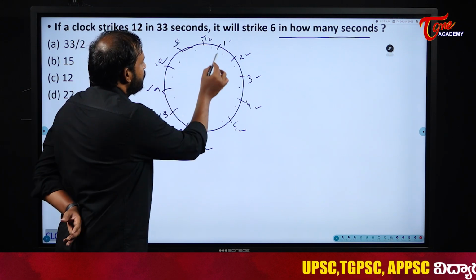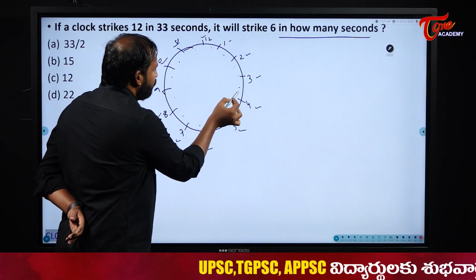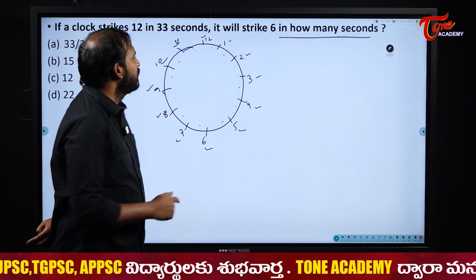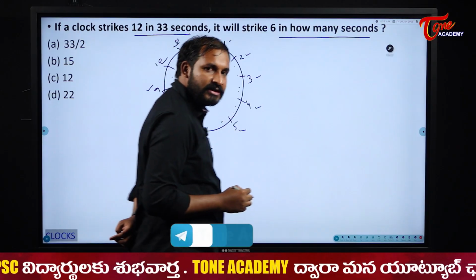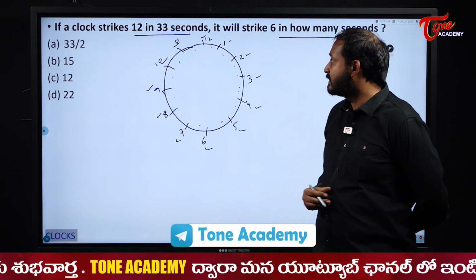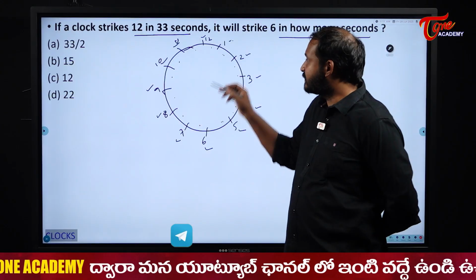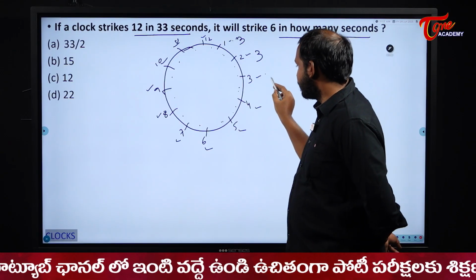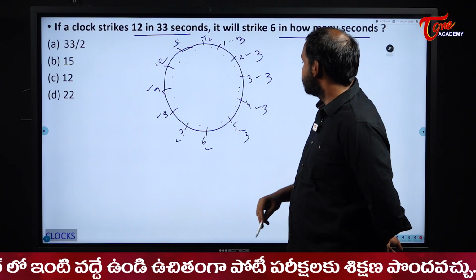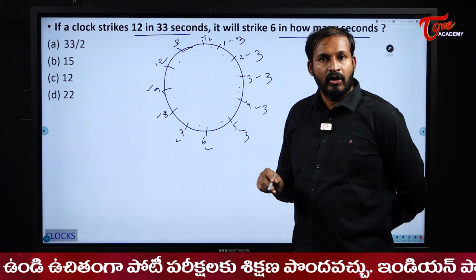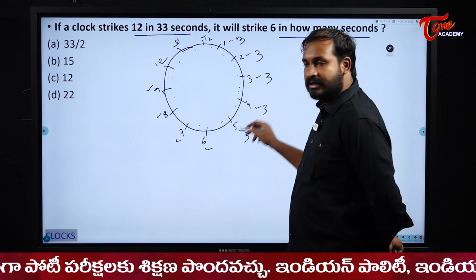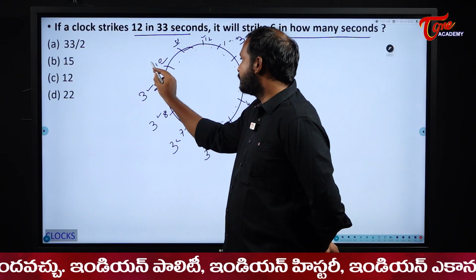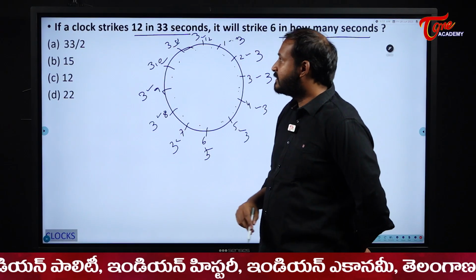Now, please see here. 1, 2, 3, 4, 5, 6. It is going to cover 6 gaps here. Now, in total how many seconds is it striking for? 33 seconds. Now, when it reaches 1, assume it strikes for some 3 seconds. When it reaches 2, it strikes for some 3 seconds. Here 3, here 3, here 3. So, what does it become? Here 3, 3, 3, 3, 3, 3 and 3. This is how we will take.